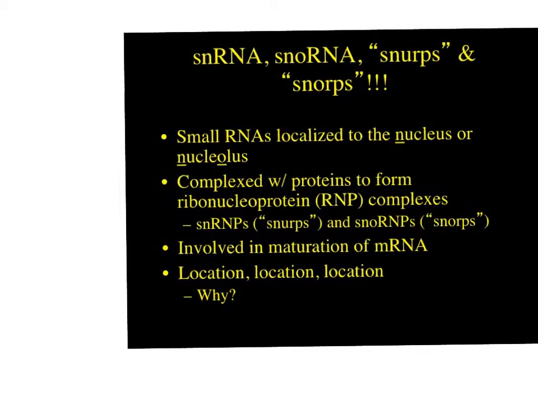Okay, so we're going to pick up where we left off. I'm just going to finish the last little bit on snRNA, snoRNA, the SNRPs and SNORPs, and then pick up with Pee-wee, what Pee-wee is. The SN stands for small nuclear, and the SNO is for small nucleolar. What is the nucleolus? That's where the rRNA are transcribed.